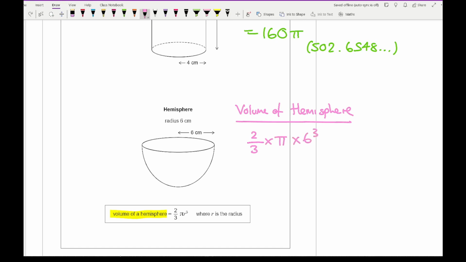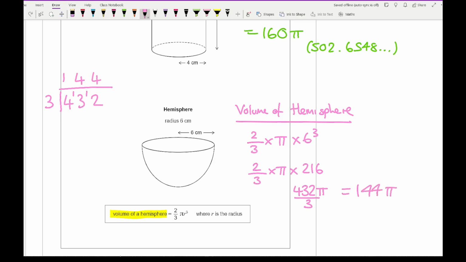Now 6 cubed is 216, so it's 2 over 3 times pi times 216. 2 times 216 is going to give me 432, so it's 432 pi over 3. Then if I do 432 divided by 3, that gives me 1, remainder 1, 4, remainder 1, and 4. So that then becomes 144 pi.